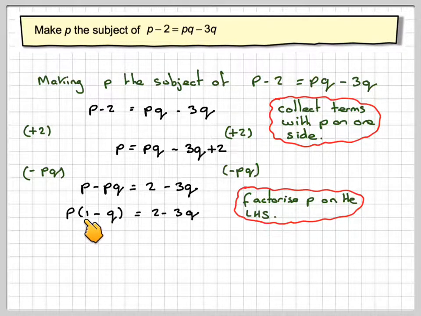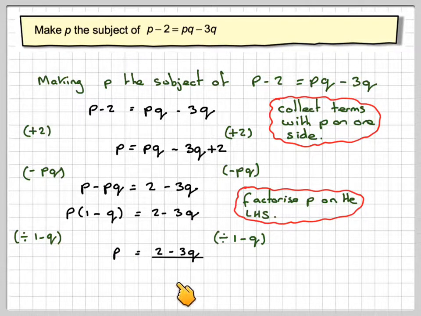So the opposite of multiplying by 1 minus Q is to divide both sides by 1 minus Q. And therefore we get that P is equal to 2 minus 3Q, all divided by 1 minus Q. Okay, and what we have done here is we have now made P the subject of this expression.